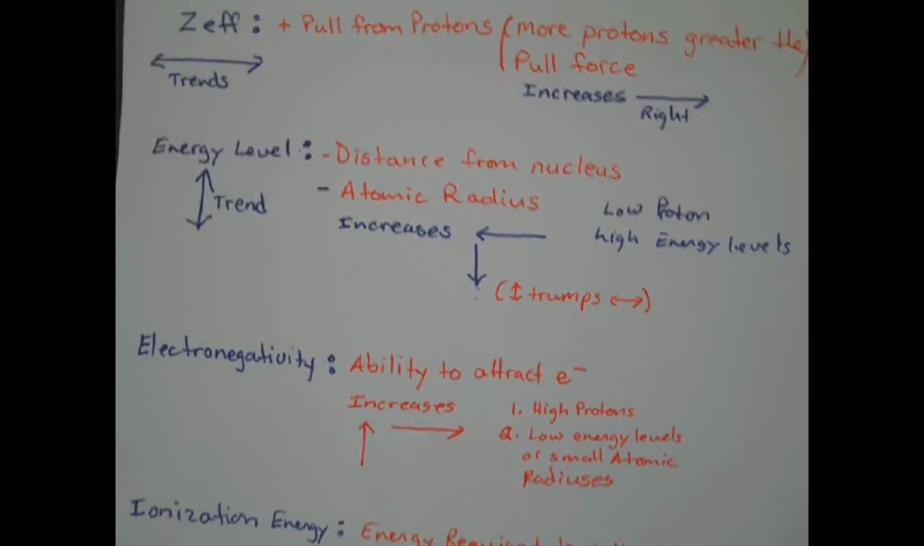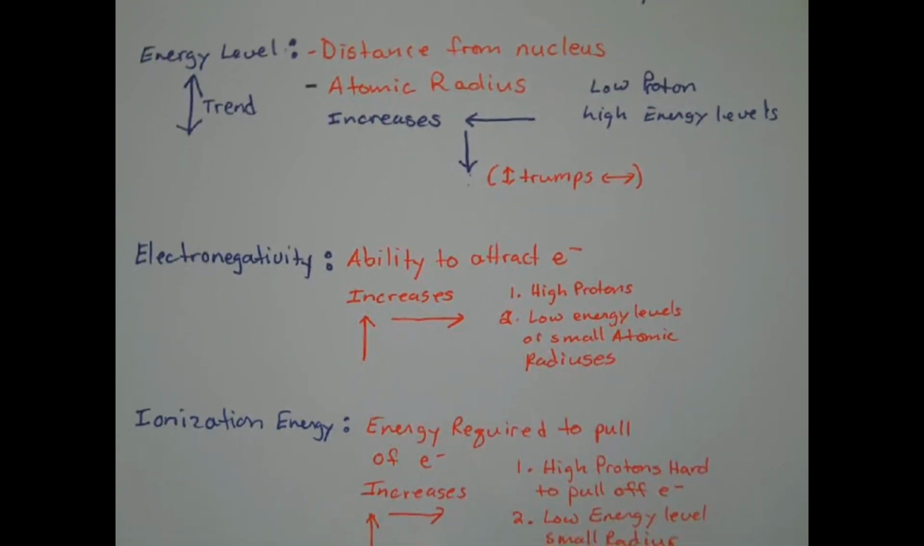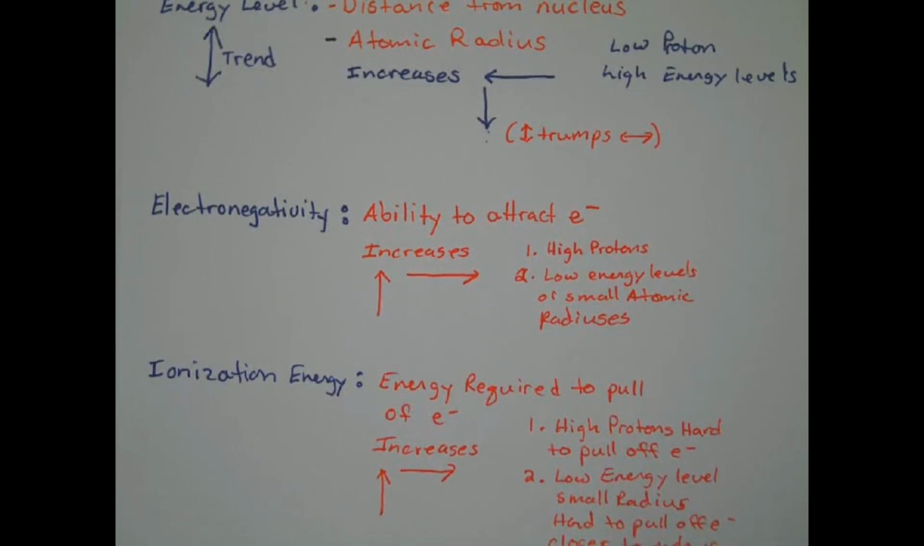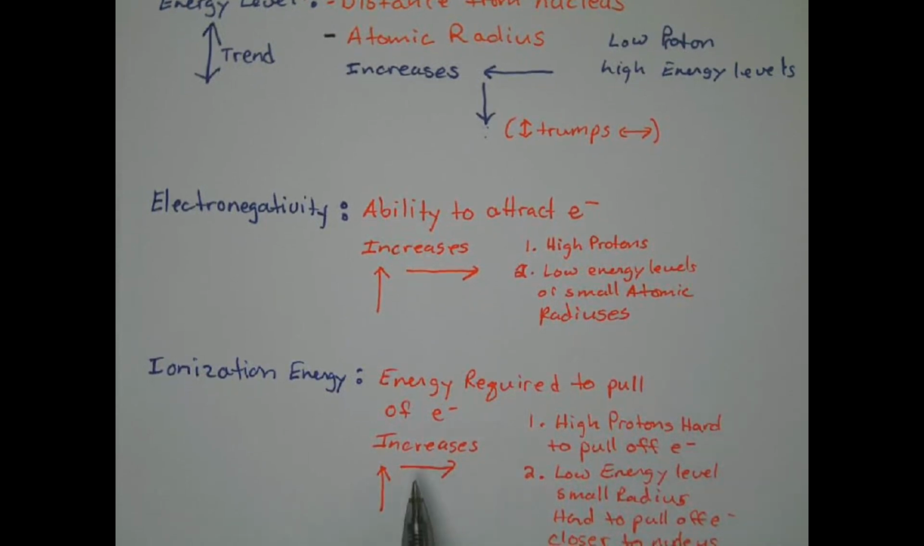And in the last video, we looked at ionization energy, the energy required to pull off an electron. We saw that it requires more energy, or it gets harder to pull off an electron, as you go right because there are more protons holding on to the electrons a lot more strongly. As you go up, same thing. You're getting closer to the nucleus, closer to those protons. Therefore, it gets harder to pull off those electrons.